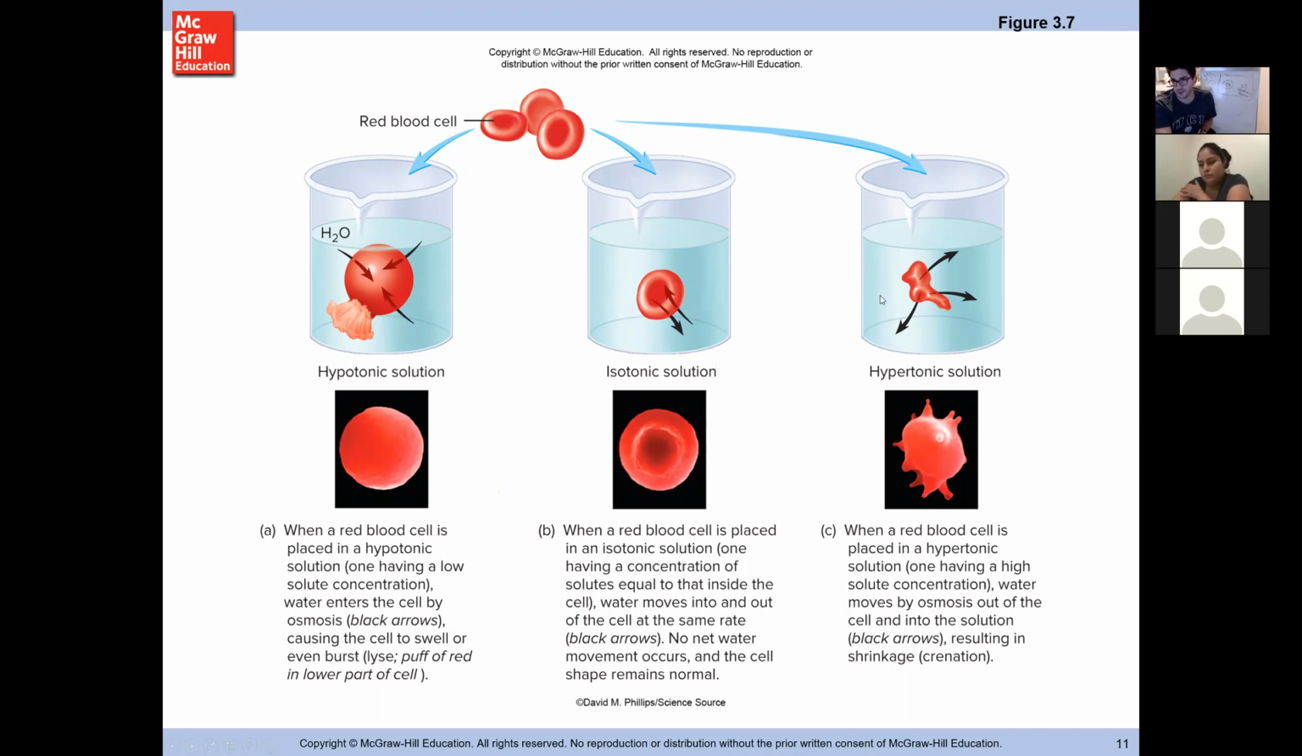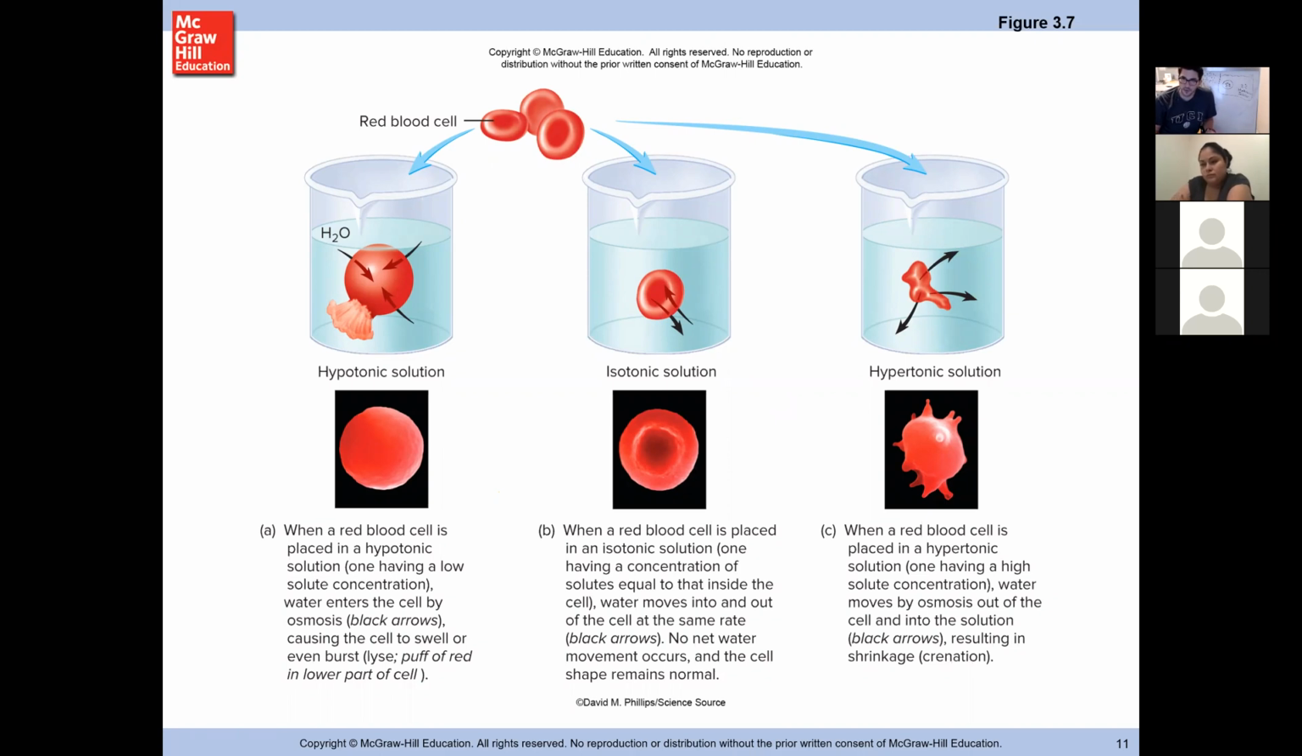But sometimes you can have solutions that become hypertonic, where the salt concentration is much greater outside the cell than inside the cell. Any water remaining inside the cell is going to want to escape because it's moving down its own concentration gradient. Then the cells will shrivel up, which is called crenation. You can see it down here. So it's important to understand these different solutions and chemical environments that cells can be in.